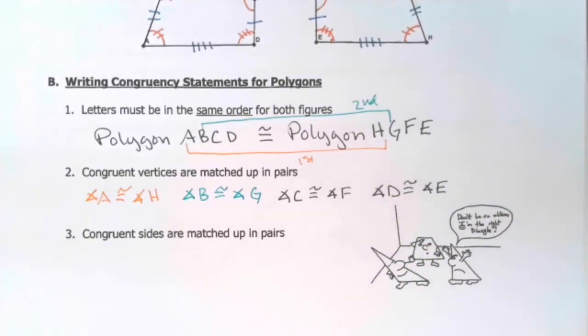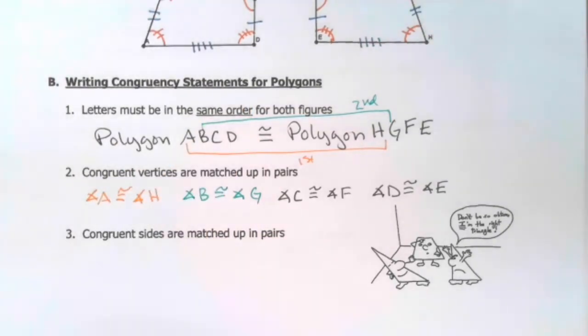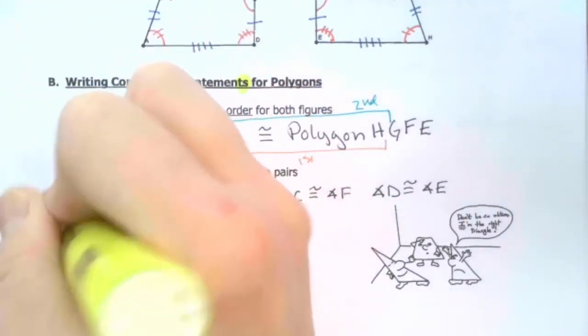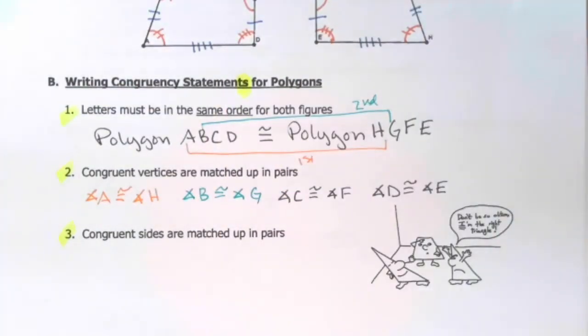Now, here's a kind of a tricky part about the directions. If they ask you to write a congruency statement, singular, they just want the first one. If they ask you to write congruency statements, with the S on it, that means you need to do all three of them. So you have to really look close on the directions.